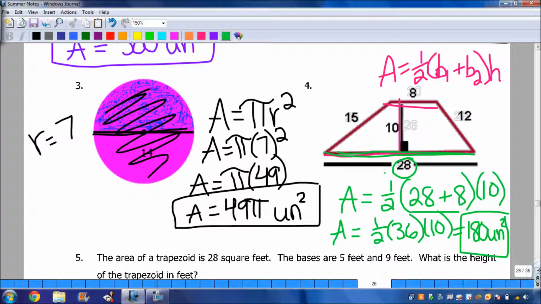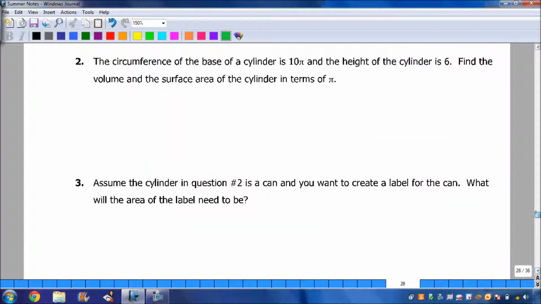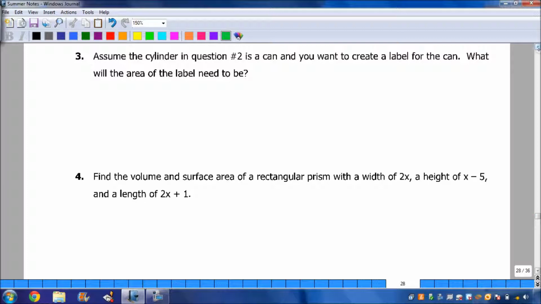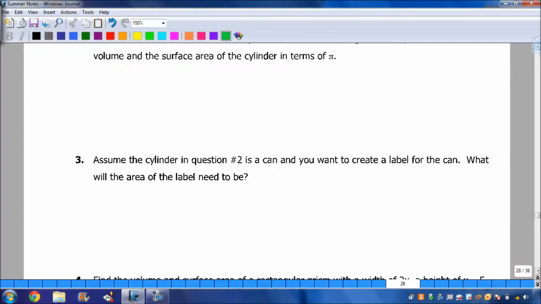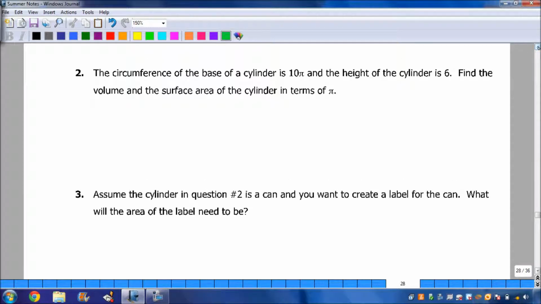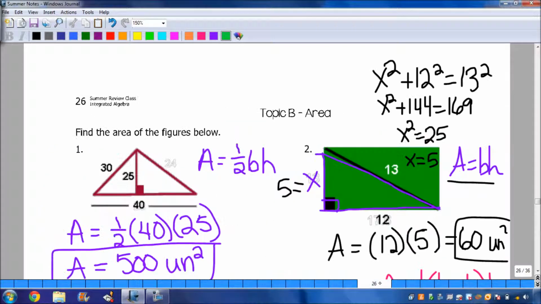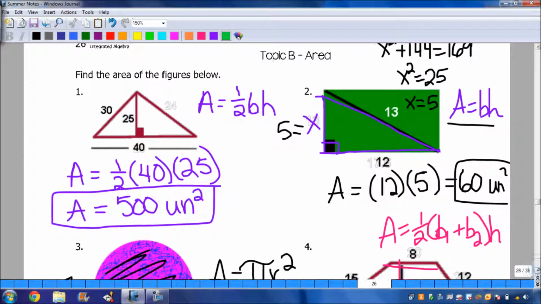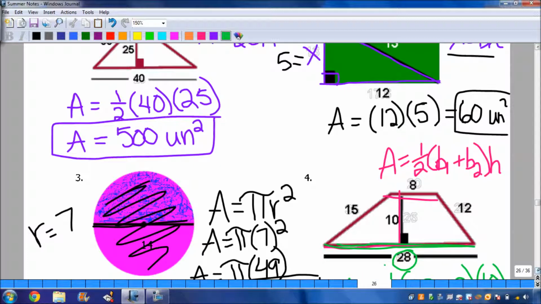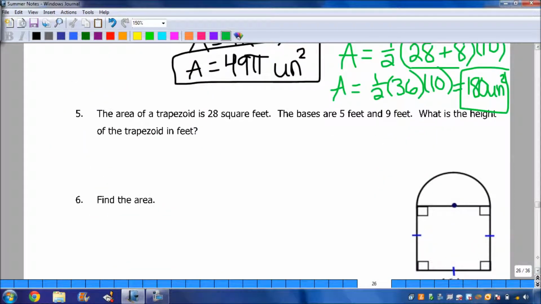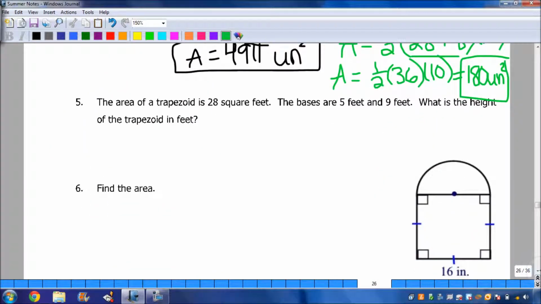All right, and then lastly, the last question we're going to look at, we're going to skip number 5, and go ahead and look at question number 6. So if you look at question number 6 on the same page, page 26 right here, you are going to find the area of your figure down here. And we know that this side right here is 16. Now my figure is made up of a square right here, and it's also made up of a semicircle or a half circle.